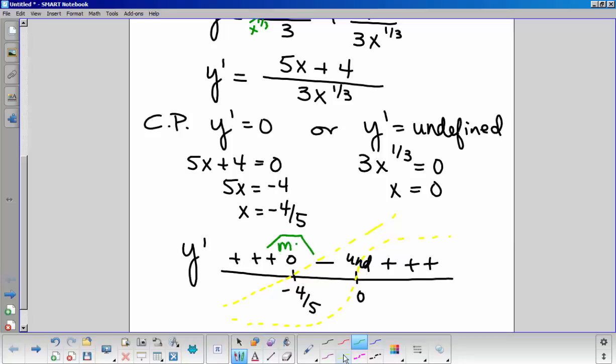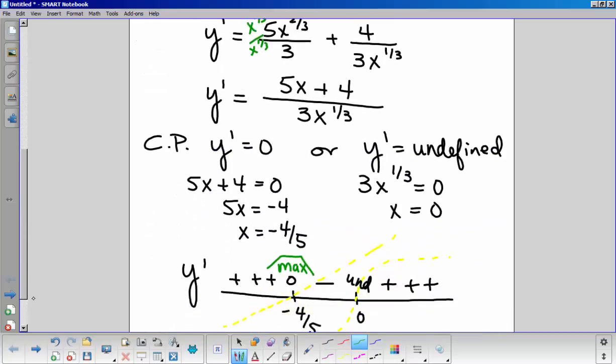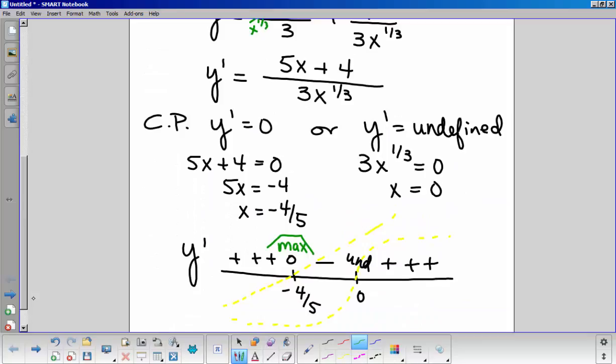This is a max. Now, this undefined location, is it defined in the function? Can I plug in 0 here? I can take the cube root of 0 and square it, and I can plug a 0 in here. That's part of the domain. So that means this must be a corner or a cusp. So then this is decreasing to an undefined, and I'm just going to make it a corner looking thing. It's probably curvy. And that's a minimum.